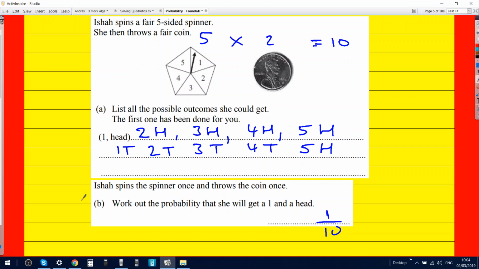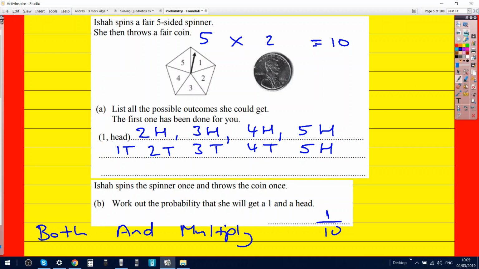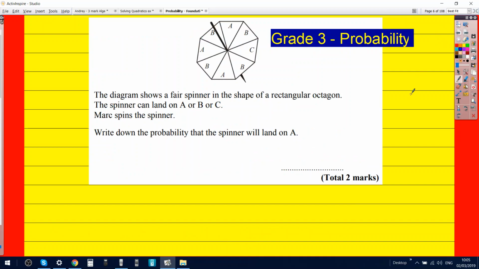What that shows you is that basically if you have to find the probability of both one thing and another thing, you multiply. Okay. So both, and you multiply. Both head and that one. This one?